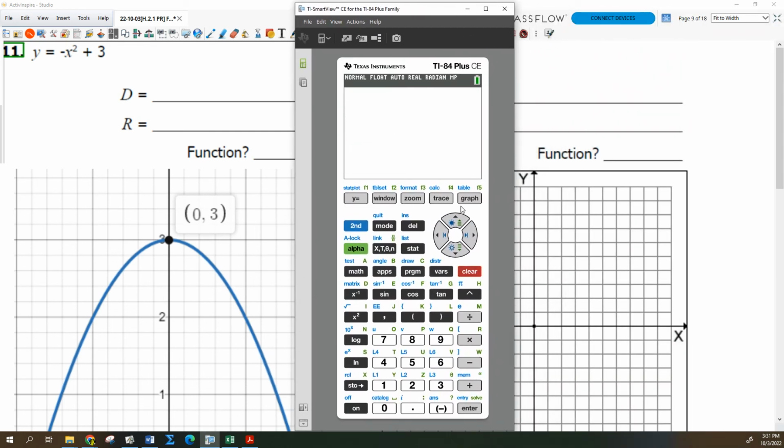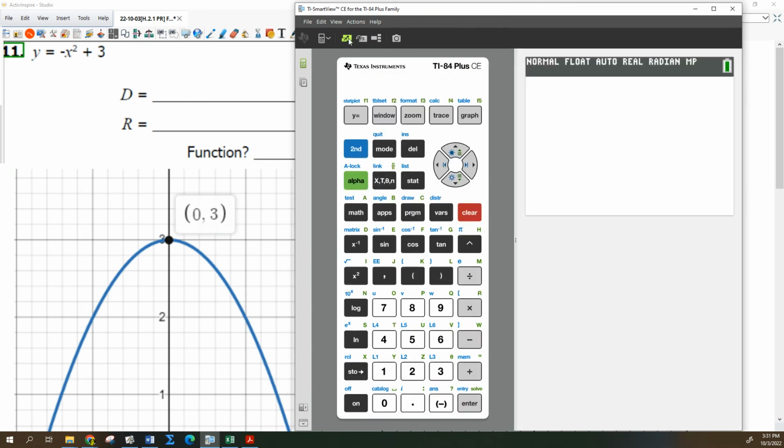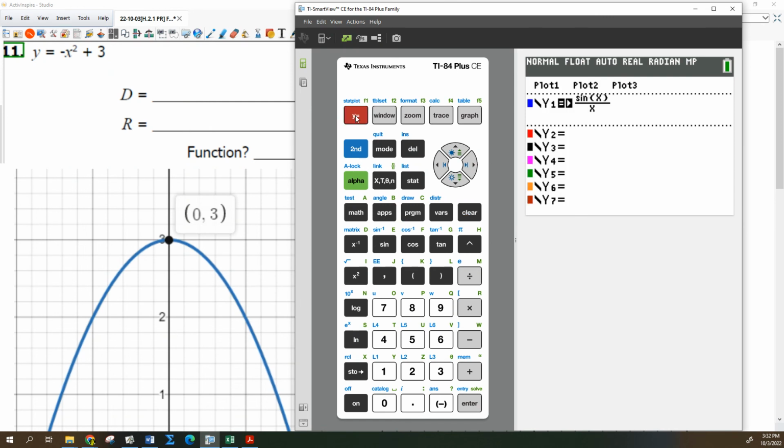Okay, let's clear everything. I'm guessing you press the graph button. There you go. So no, you don't. You have to go to y equals first, and you have to graph that function, or that, we don't know if it's a function, that relation.